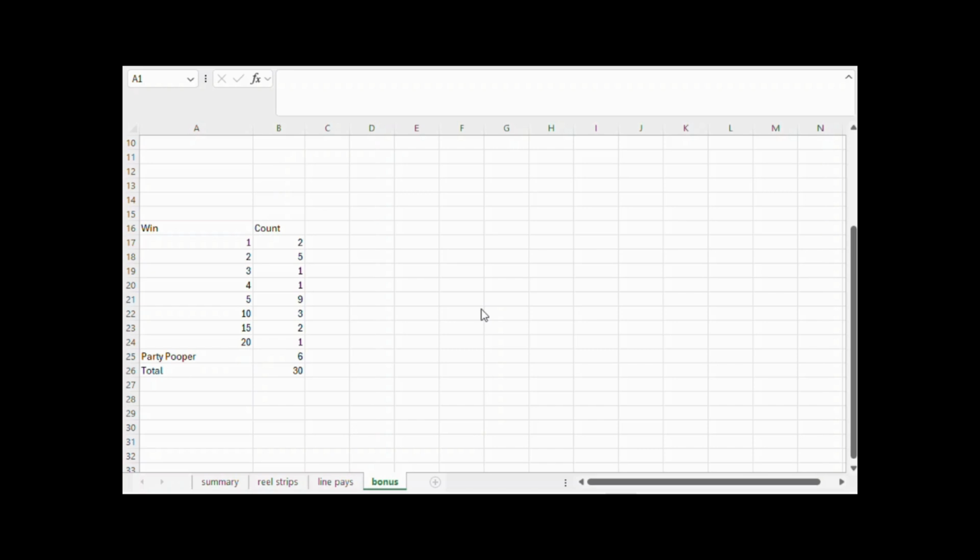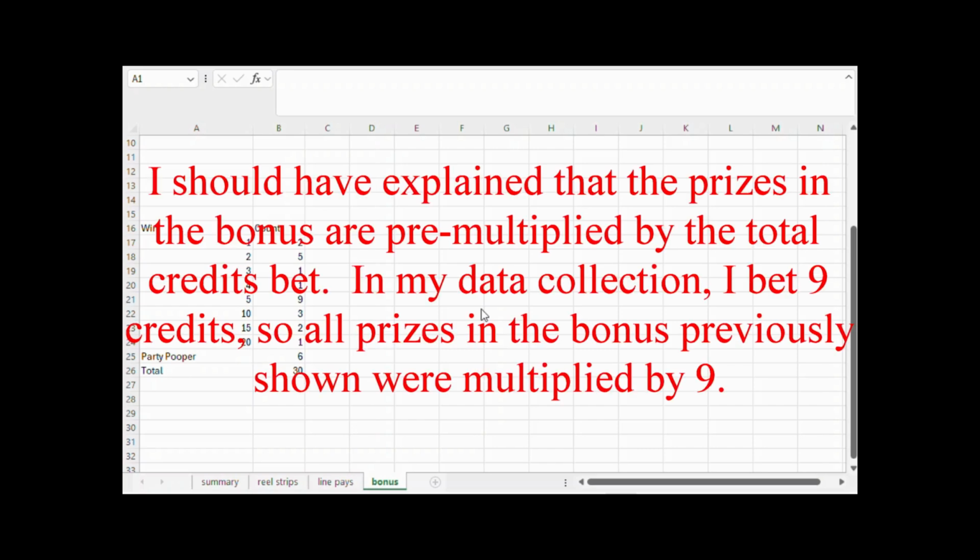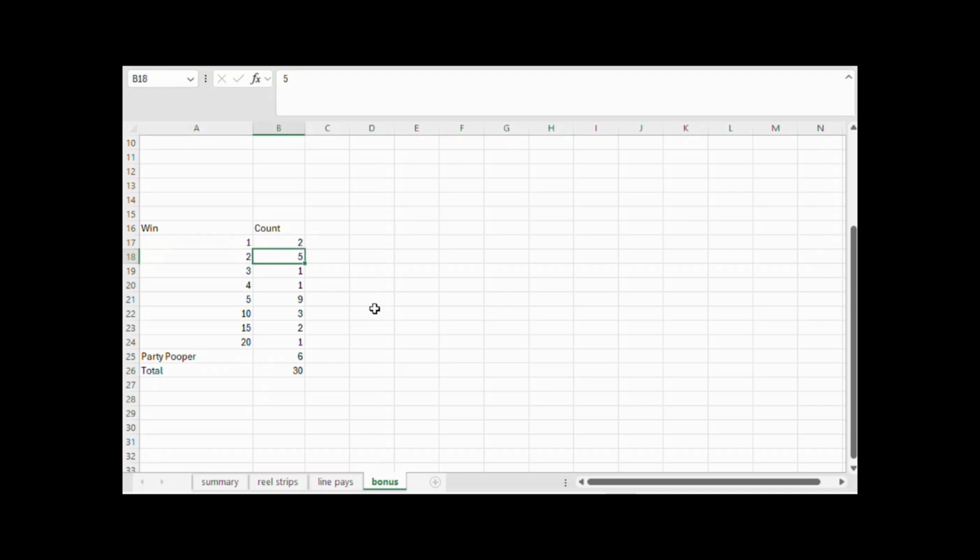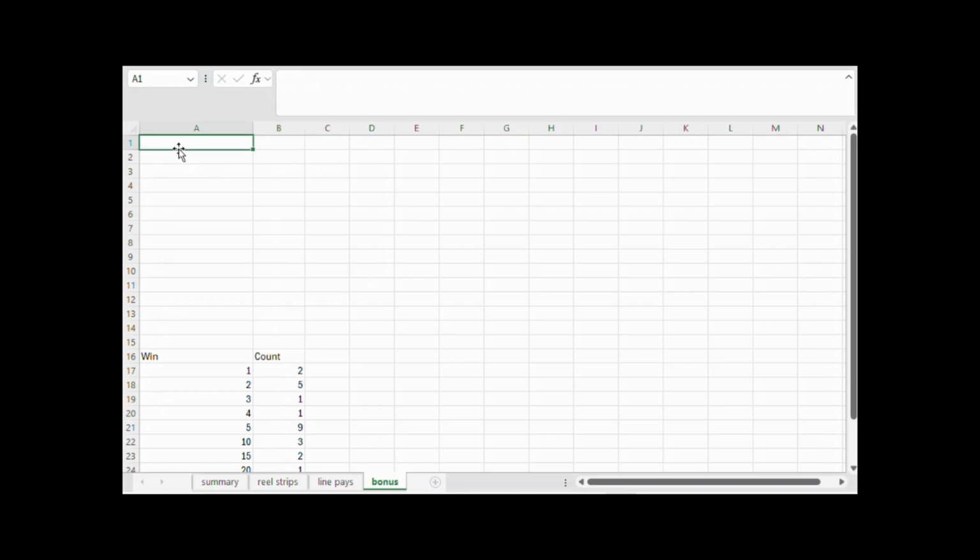We are now ready to analyze the bonus. I took the liberty of counting how often each prize appears in the field of 30 gifts, and I put it here. For example, a win of 1 appears twice, a win of 2 appears 5 times, and so on. And there are 6 party poopers, and this is always the same. The distribution is always the same. So first, let's calculate the probability of triggering the bonus.